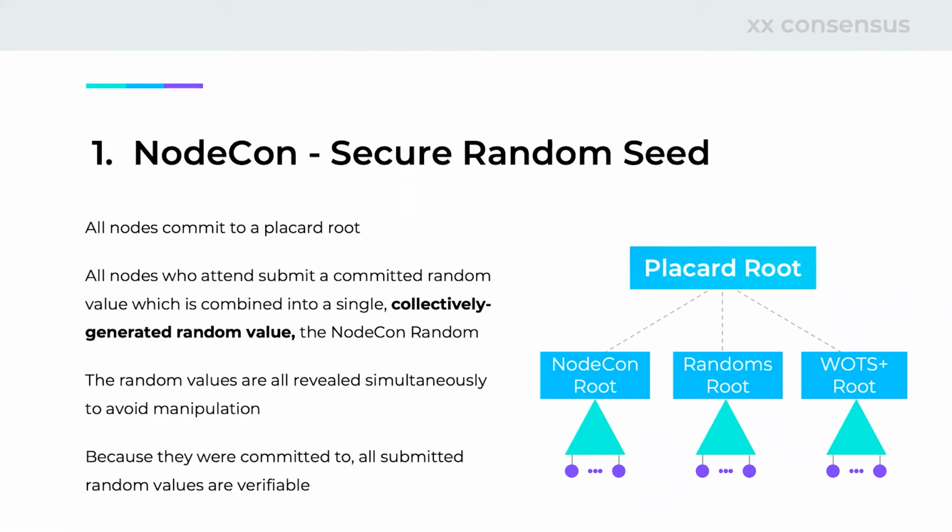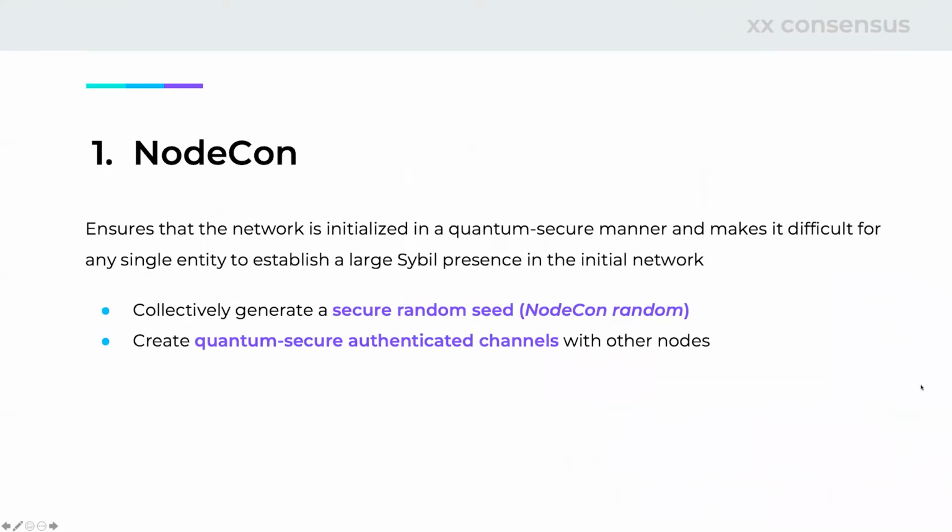And what's really cool about this is that even if all the nodes except one who attend a NodeCon were to collude to influence this random, that single honest node is enough to make sure that the results are unpredictable. And so using this approach, we now have a very secure random value.